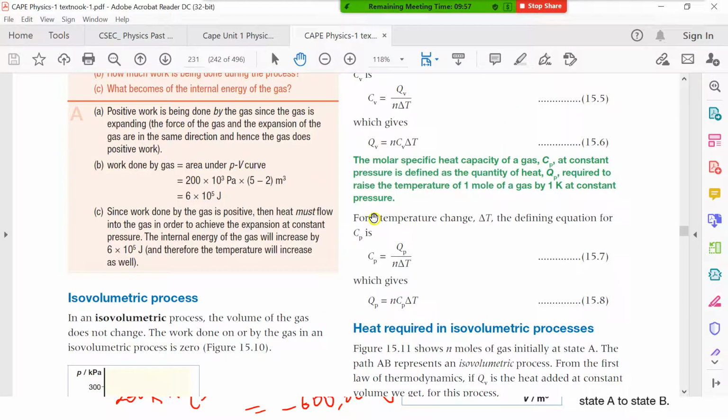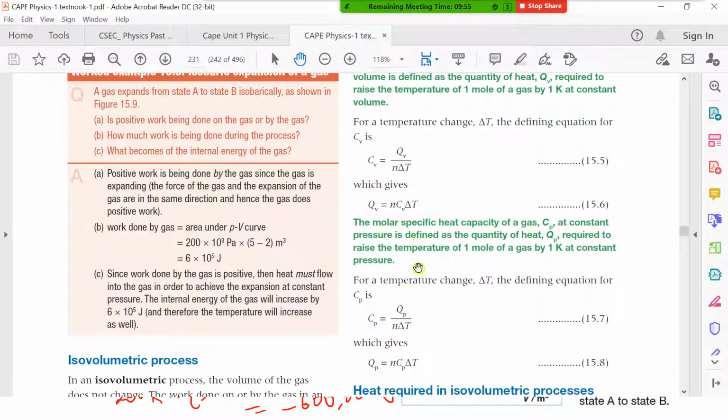The question continues. It says, what becomes the internal energy of the gas? What becomes the internal energy of the gas?